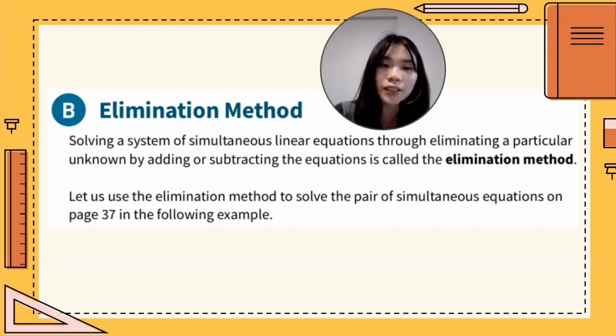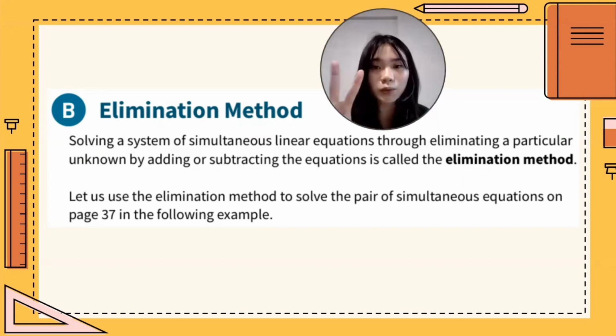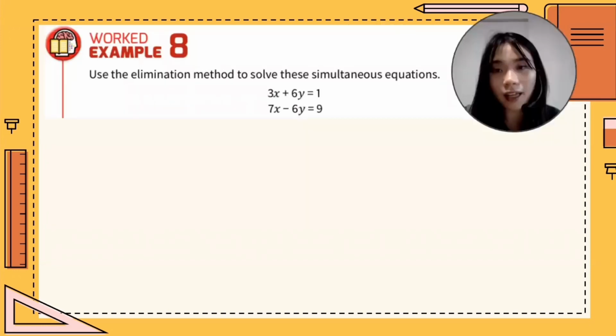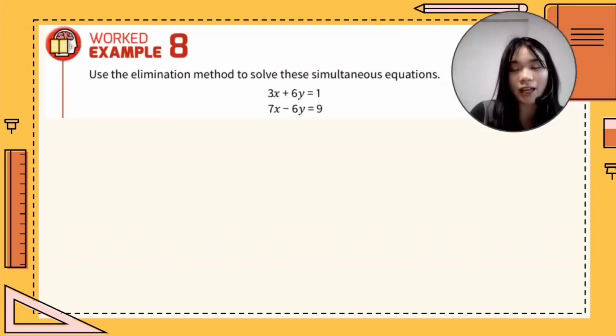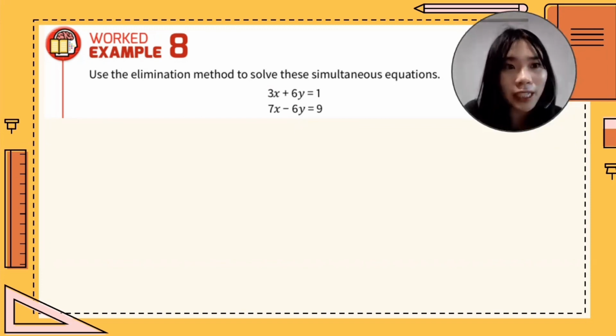Okay, so what is elimination about? Elimination is about adding or subtracting two equations with terms that can eliminate each other. Okay, what does that mean? If, let's say, I have this set of equations right here, what do you realize that is special about these two equations? It is that I have a 6y in the first equation and a 6y in the second equation.